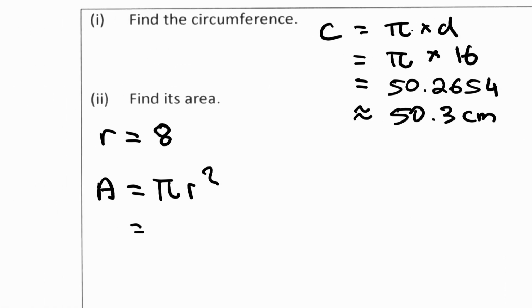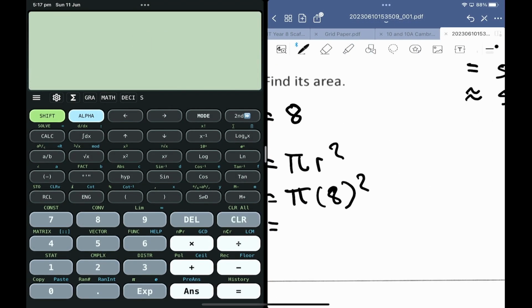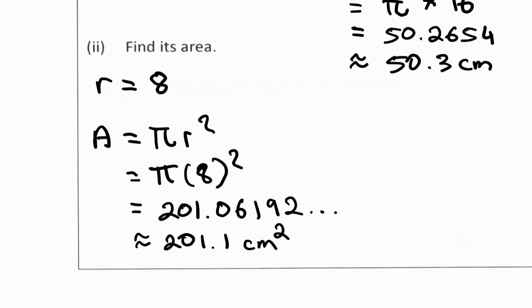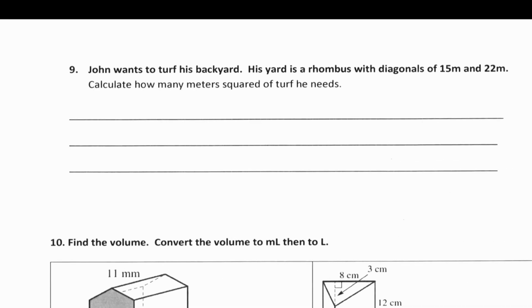So we have a radius of 8, which we substitute for the radius. Gives us pi times 8 squared. And we put that into our formula. We get pi times 8 squared is 201, which is roughly equal to 201.1 centimeters squared, to 1 decimal place. Okay, all right, moving on.